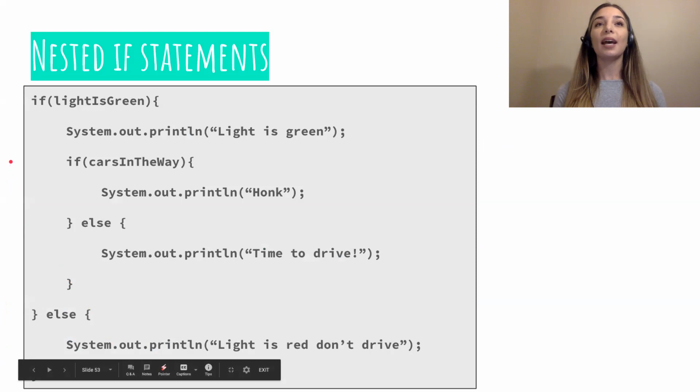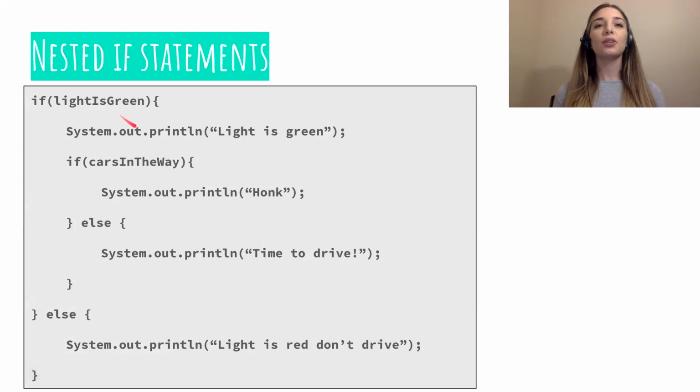Finally, you can have nested if statements. So for example, you can have, if the light is green, then we're gonna print out light is green anytime that the light is green. But once we're already in this if statement, we're gonna also have this condition saying, if there's cars in the way, then print honk. So at this point, if there's cars in the way and the light is green, we're gonna print light is green and we're gonna print honk. If the light is green, but there's no cars in the way, then we're gonna print light is green.